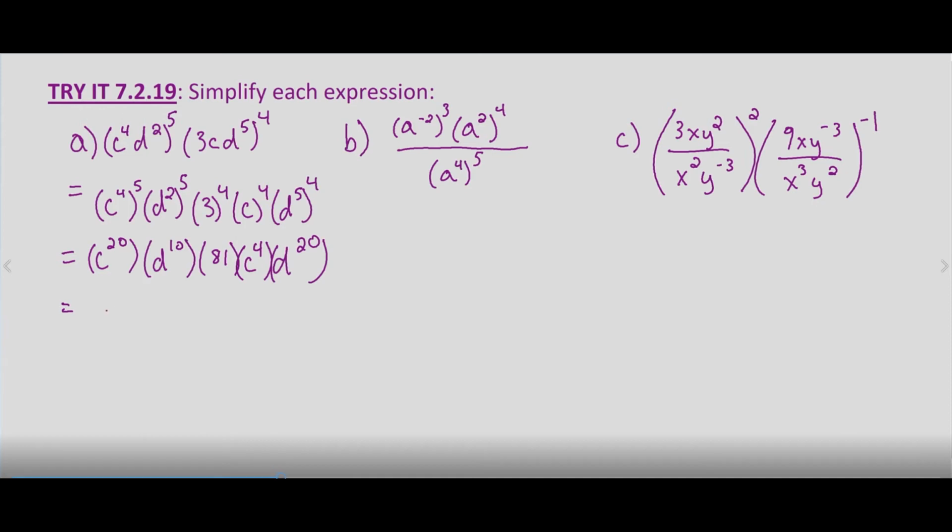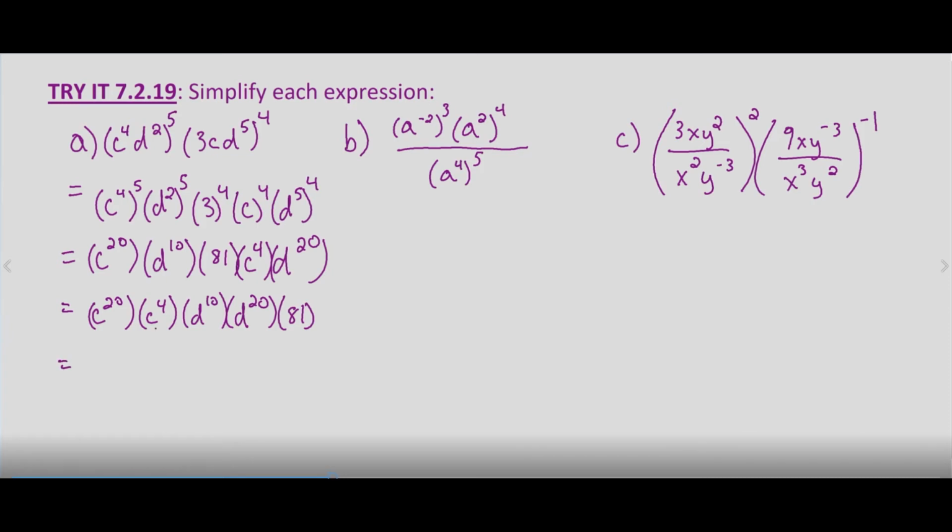And now we can put our like terms together. So c to the 20th times c to the 4th times d to the 10th times d to the 20th times 81. And you can mark those underneath as you go so you don't lose track.